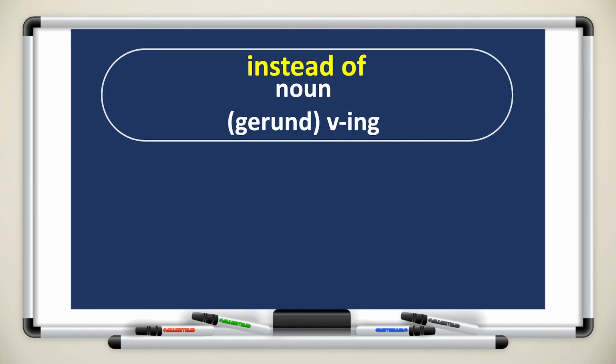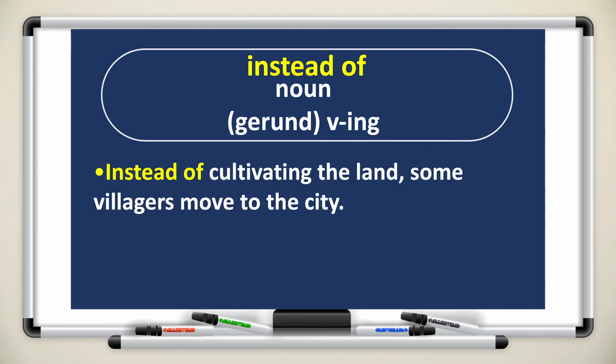We have another example. We have instead of. Basically, when we use instead of, we can add a noun after it, instead of coffee, or instead of helping. I can also add a verb after it. Remember, if I decide to use a verb after it, it has to be in the gerund form, meaning with ing. When we're trying to give you an alternative, we'll use instead of. So look at the first one. Instead of cultivating land, some villagers move to the city. See, they're giving an alternative. And notice, after instead of, we added the verb in the gerund form.